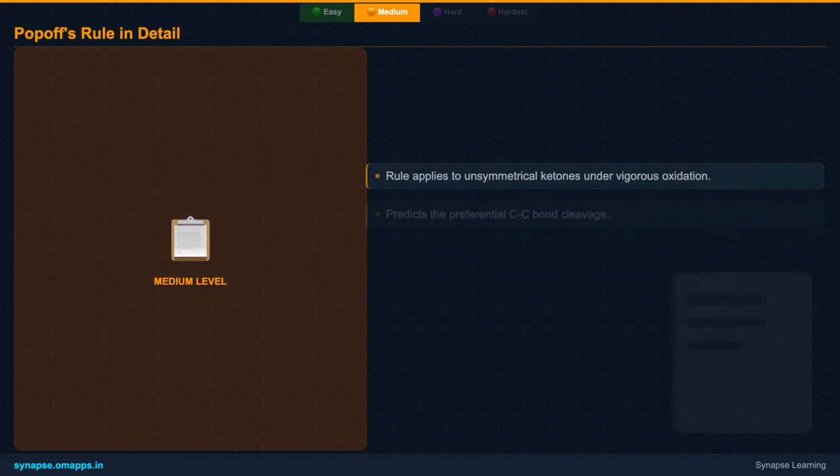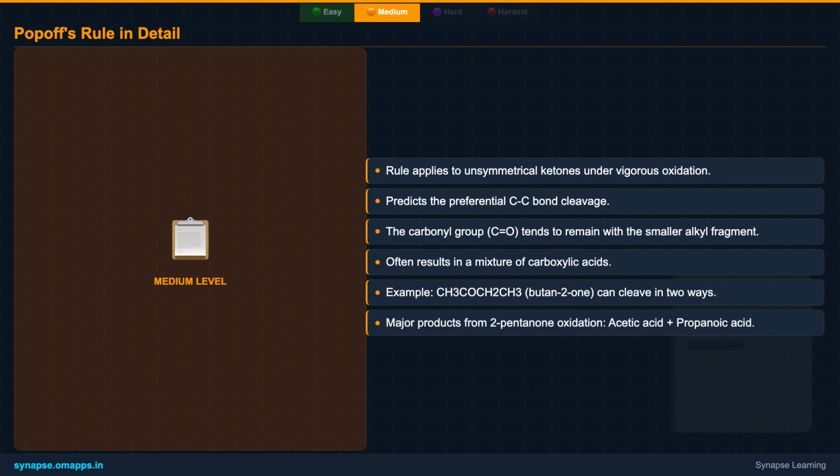When ketones do finally succumb to vigorous oxidation, their carbon chain breaks. This C-C bond cleavage happens adjacent to the carbonyl group. A useful guideline for unsymmetrical ketones is Popoff's rule, which states that the carbonyl group tends to stay with the smaller alkyl group. However, it's important to remember that this often leads to a mixture of carboxylic acids.